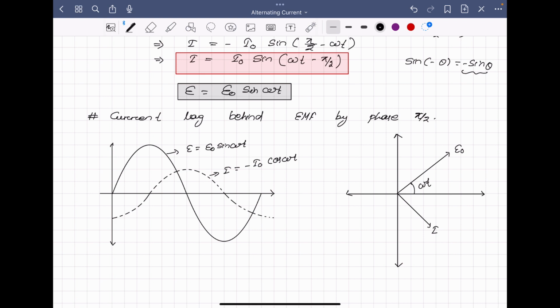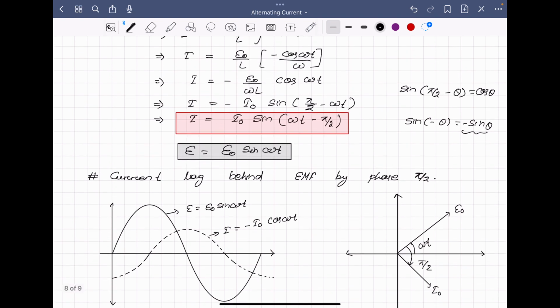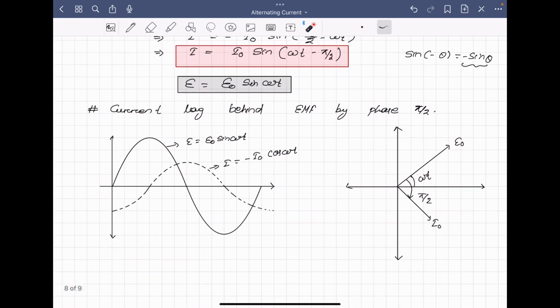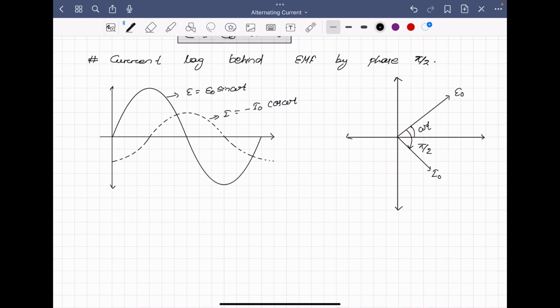This is our I naught, which is rotated in anti-clockwise direction by pi by 2. You can observe here I just wrote I naught in place of E naught by omega L. That is the maximum or peak value. So I naught is E naught by omega L.